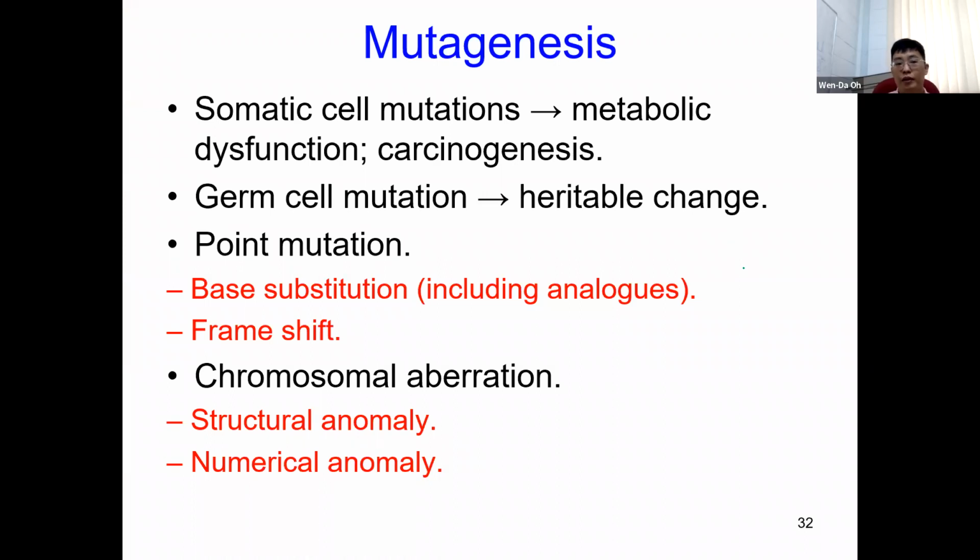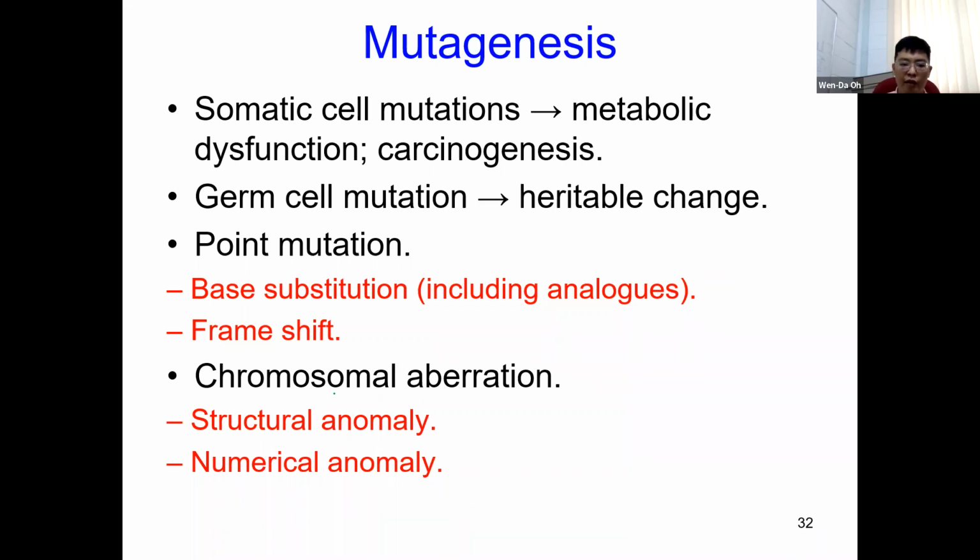If we talk about mutation, we're talking about somatic cell mutation, which will lead to metabolic dysfunction and cancer. If we talk about mutation in a germ cell, like sperm and ovum, it will lead to heritable change. We also have several kinds of mutation. One is point mutation, whereby you have substitution, you have frame shift, that means the shifting of the base, or in other words, the nucleic acid can actually shift. And when you have shifting, your translation will lead to error in the production of the protein. Then you have chromosomal aberration, which leads to structural anomaly. The structure of the chromosome is different.